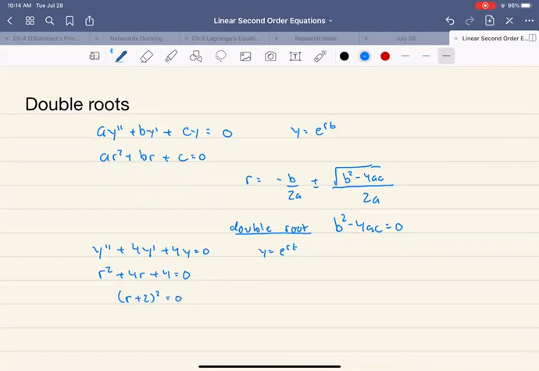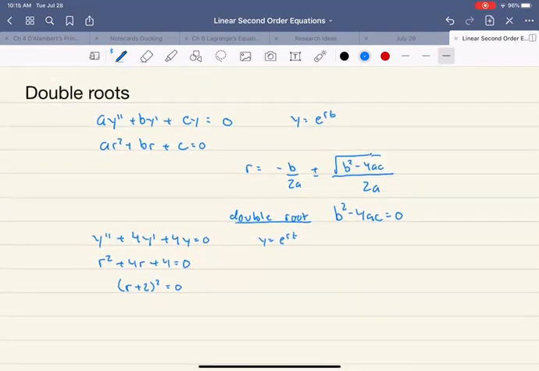Okay, so we still need two solutions though. So I'll just give you the solutions. So our y is going to be a e to the negative 2t, because r is negative 2, plus b t e to the negative 2t. Okay, and let's just check that.